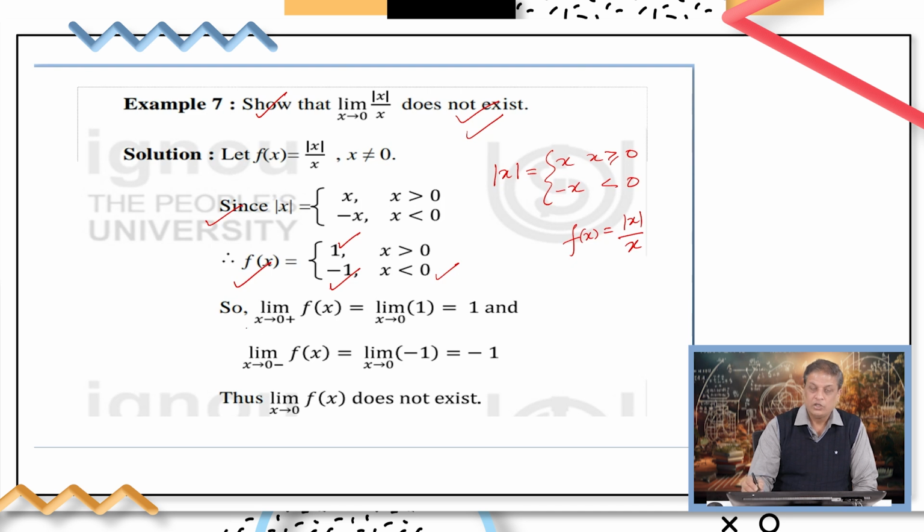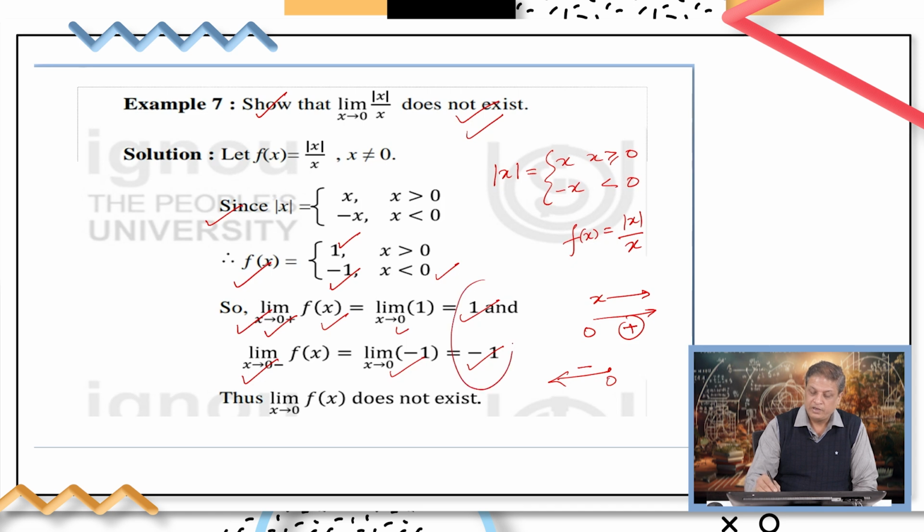and will turn out to be minus 1 when x is less than 0. So, limit x tends to 0 plus, that means when the value of variable x is greater than 0, towards the right hand side, the positive part, f x turns out to be 1. And when we are evaluating towards the left hand side, the negative region, limit x tends to 0 minus f x turns out to be minus 1.